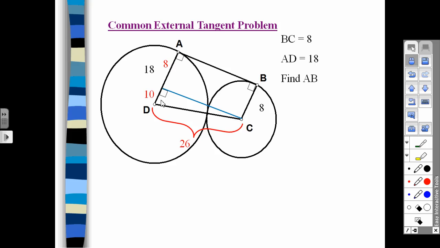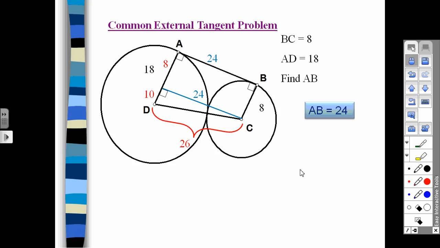So now that we have this right triangle, this length is 10, that length is 26. We have two sides. We can use the Pythagorean theorem, or if we're lucky, we get a triple, which we do, and we now know that this is 24. This is a 5, 12, 13 triangle, right? And then if this is 24, then that's 24, and we've solved our problem. So AB has a length of 24.